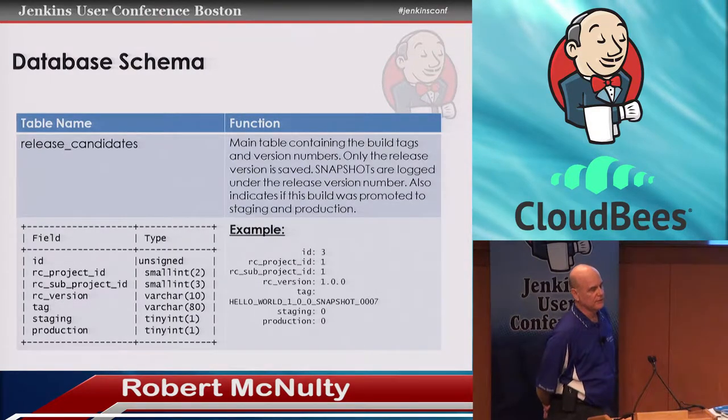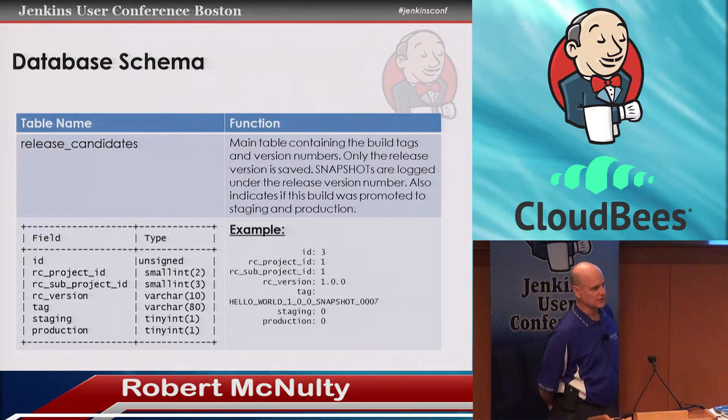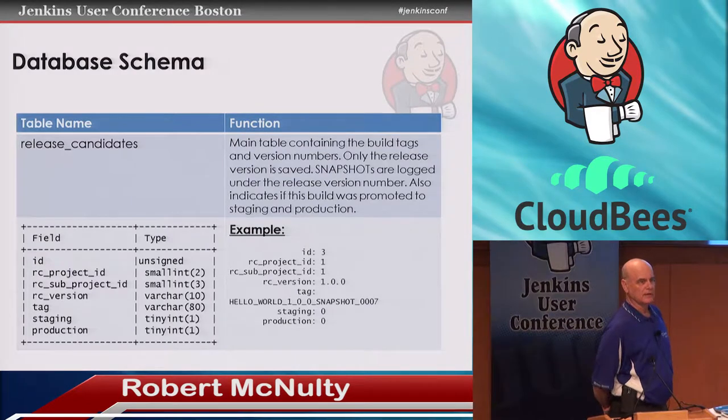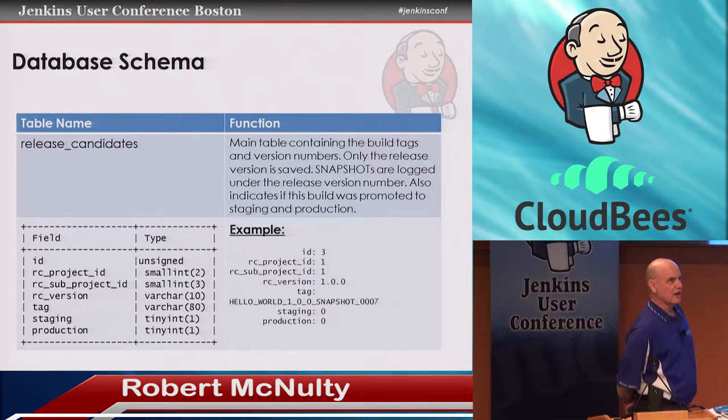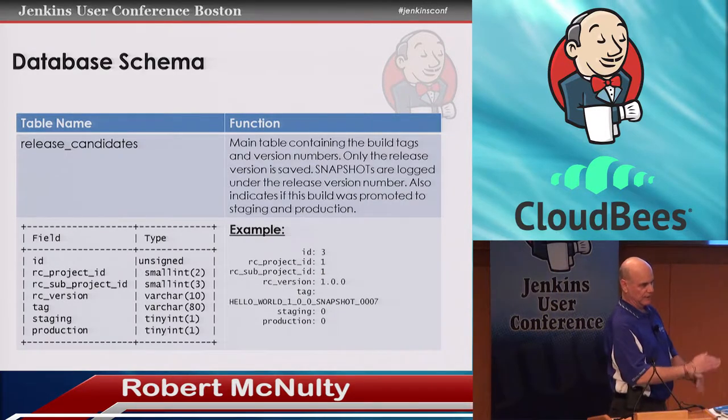However, I don't save every single snapshot version in this table. This is for main release versions only, 1.0s, etc. The snapshot versions are held in a different table, the properties table, and that table references this table. And that's how we get referentially all of the sub-builds from this particular version that we display on that report.